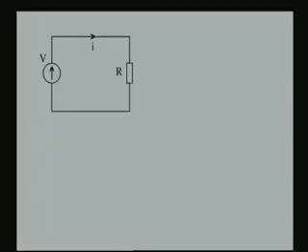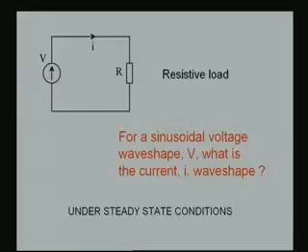First, consider the following circuit. It is a simple circuit with a voltage source of an arbitrary wave shape and also consists of a resistance. It is a resistive load, and as shown in the diagram, there is a current I also flowing through it. Now, let me ask a question. For a sinusoidal voltage wave shape, how will the source voltage wave shape and correspondingly the current wave shape look like under steady state conditions? So, let us look at that.